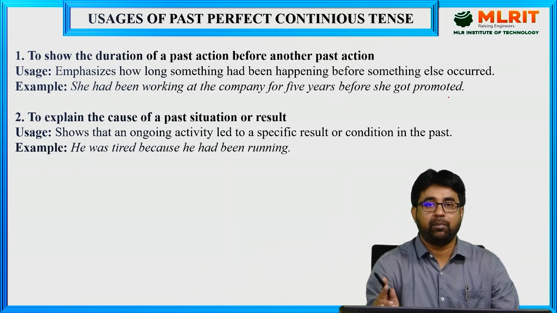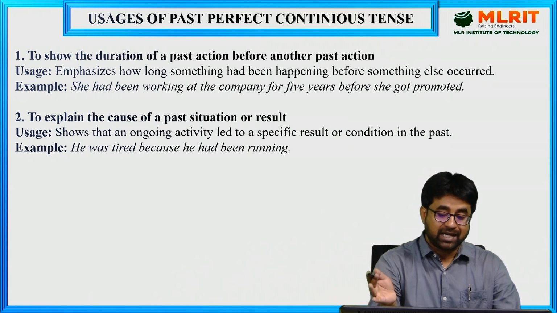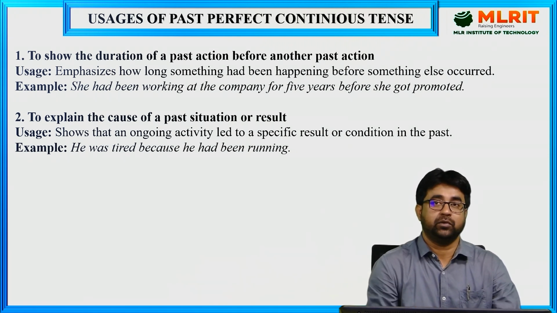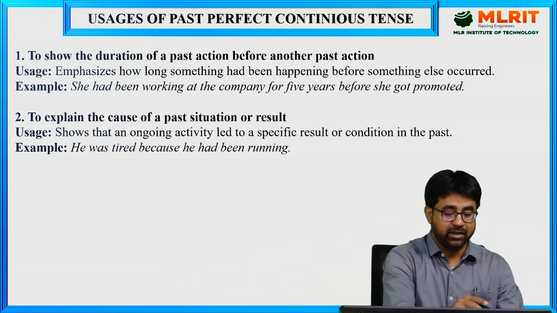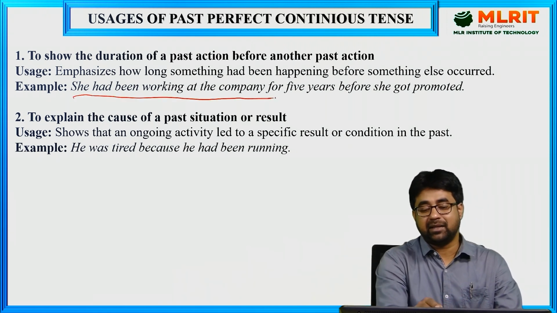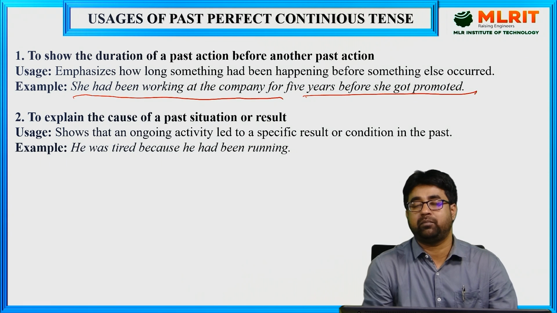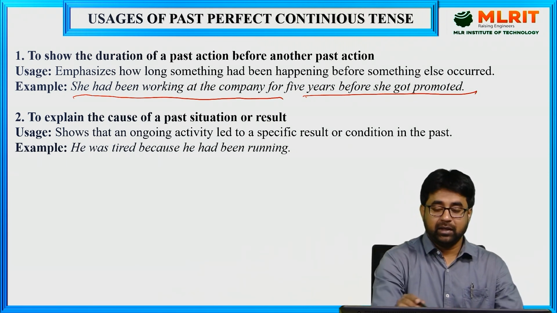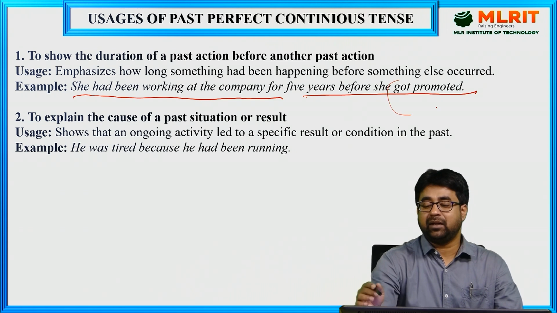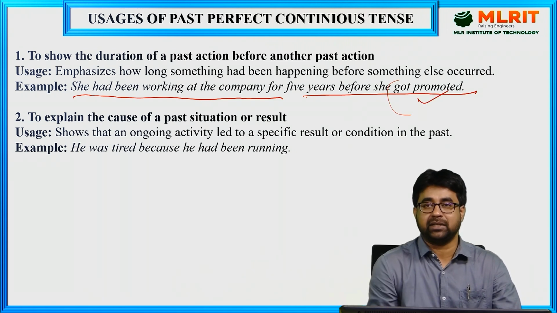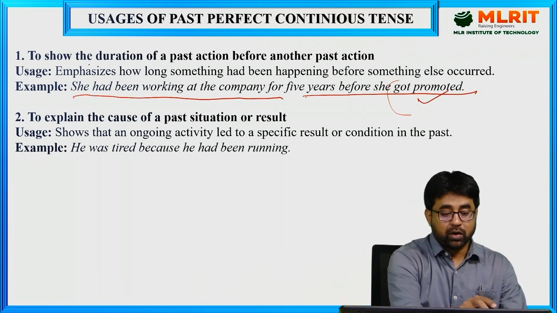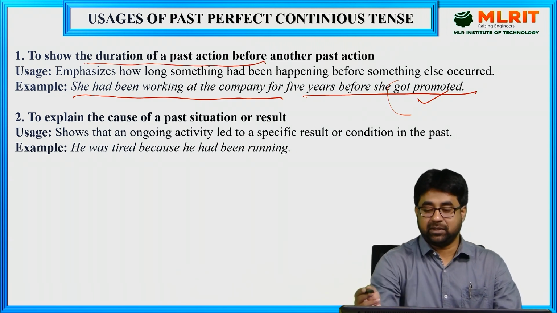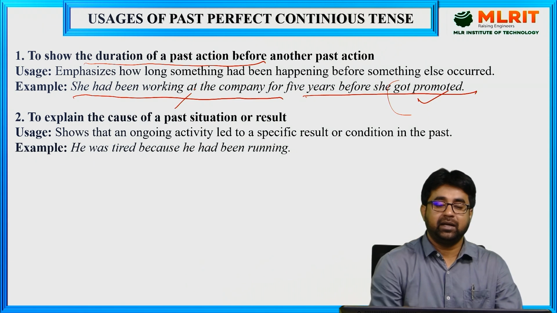So if I'm talking about two past actions, two past events, in order to talk about the duration of a past action which took place before another past action, see here: she had been working at the company for 5 years before she got promoted. So two events, right? One was the act of working and another one is getting promoted. Two actions. Now, in order to show the duration of a past action before another past action, which happened first?